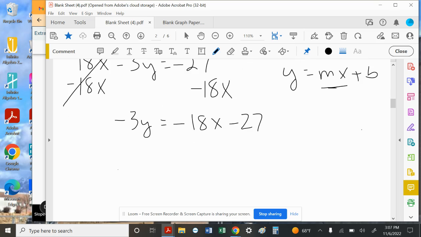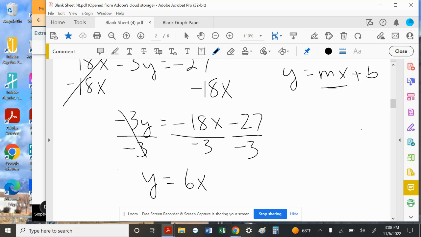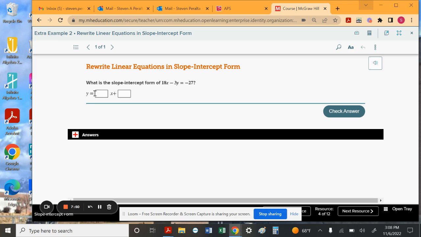So then the next thing I'm going to do is divide out the negative 3 because it is multiplying. Remember, when we add or subtract, we add or subtract to both sides. If we are dividing or multiplying, we multiply or divide by everything. So of course these two cancel. y equals negative 18 divided by negative 3. That becomes positive 6. And then negative 27 divided by negative 3 is positive 9. So the answer would be y equals 6x plus 9. So notice here, if I were to type in a 6 here and a 9 here, I should get the right answer.